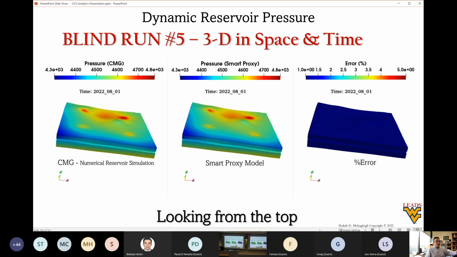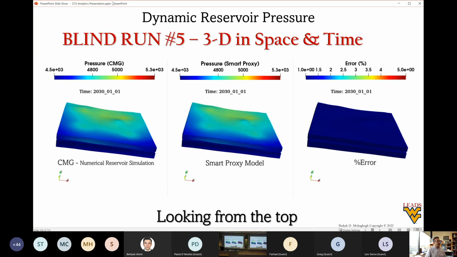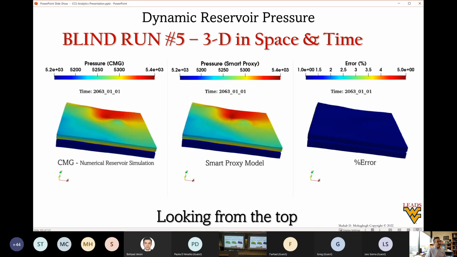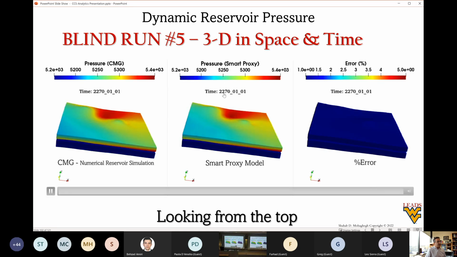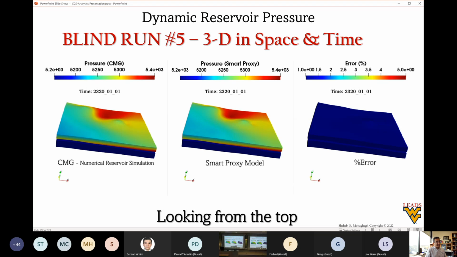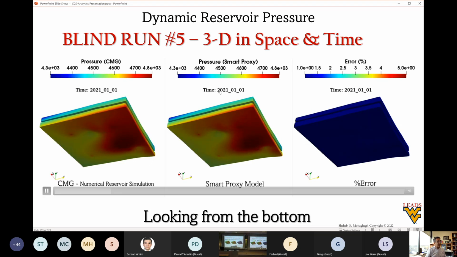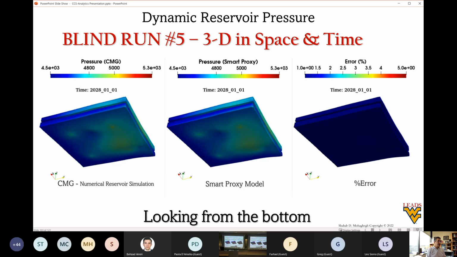Now I'm going to show you the same thing in 3D. I'm looking from the top. This is blind run number 5, pressure distribution, and you can see it's going to go through time. CMG, smart proxy, error. Exactly the same thing, now looking at 3D from top. Now let's look at 3D from bottom. Same thing. As you see, time goes on and it changes in three dimensions.